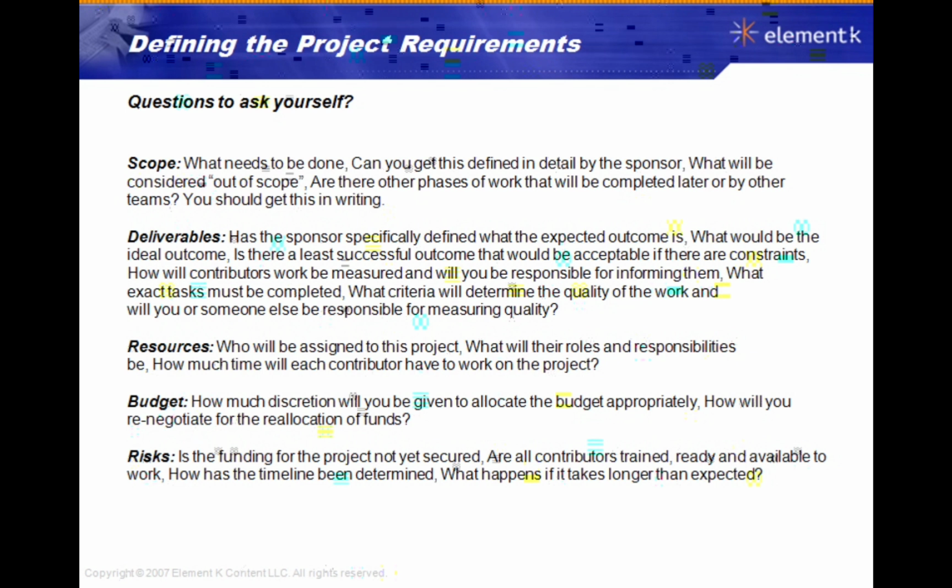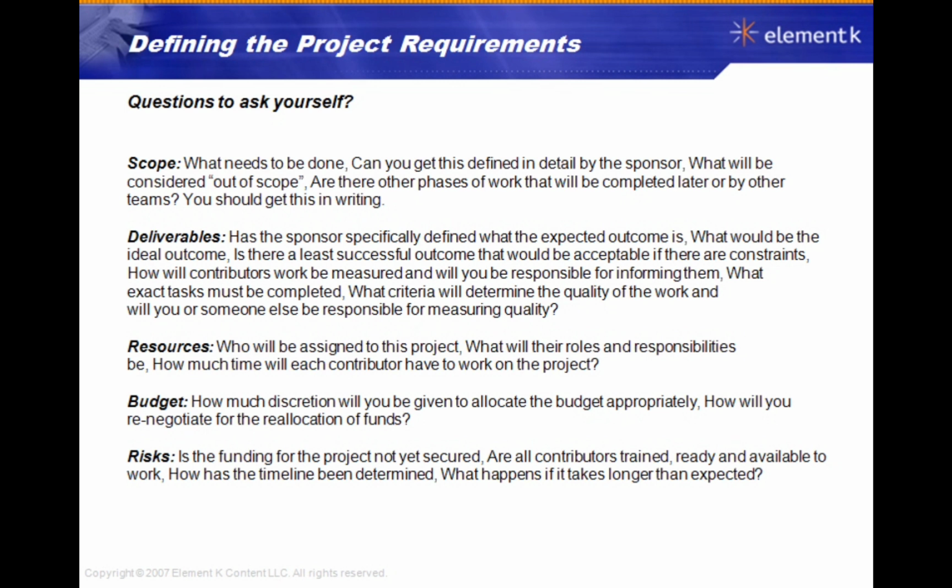So when it comes to the scope, we're asking what needs to be done. Can you get this defined in detail by the sponsor? What will be considered out of scope for this particular project? A lot of times you make assumptions that you're going to be doing X, Y, and Z, and you failed to ask the sponsor if something might be considered out of scope for this project. So there may be things the sponsor just doesn't want you to do or doesn't want you to be concerned with, and he wants to focus with you on certain areas of the project. Are there other phases of work that need to be completed later or by other teams?